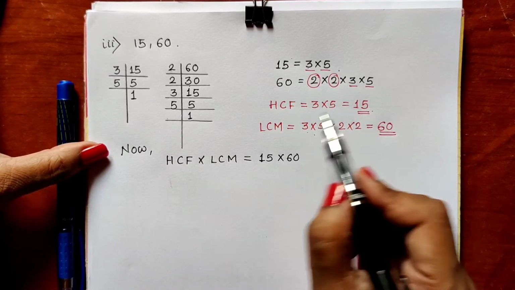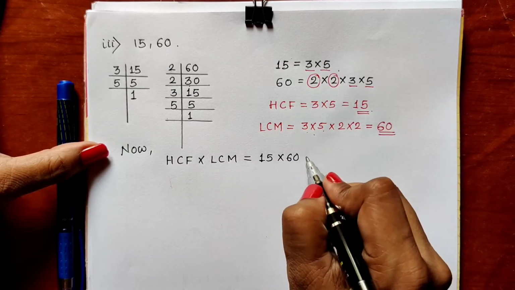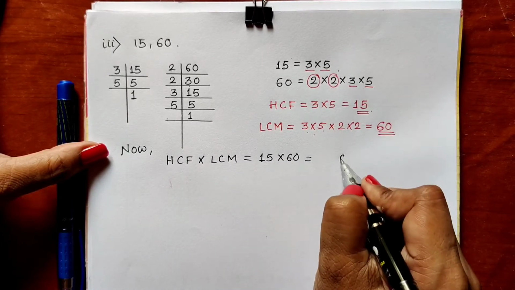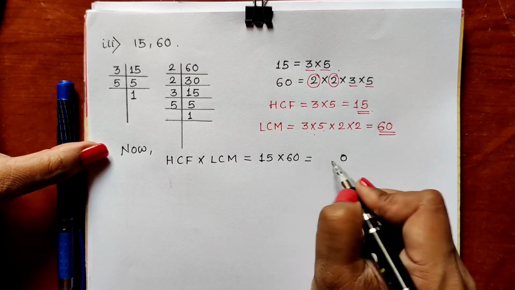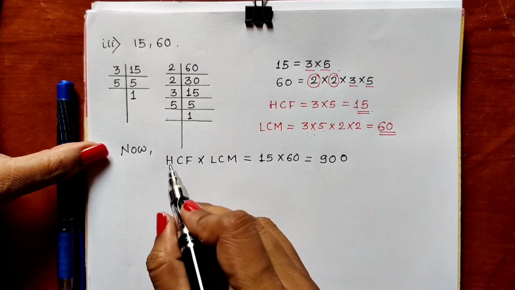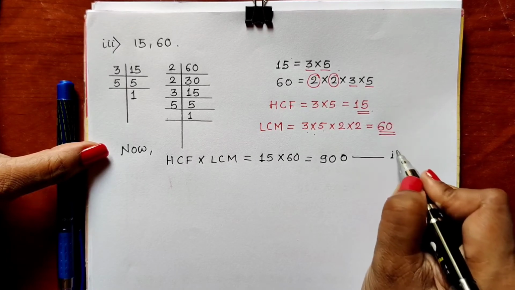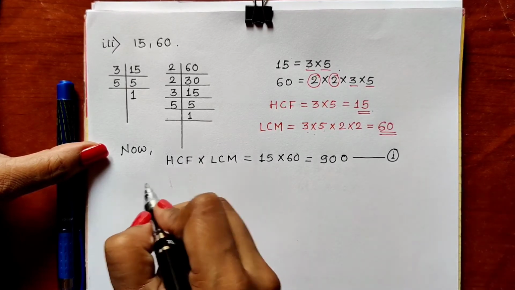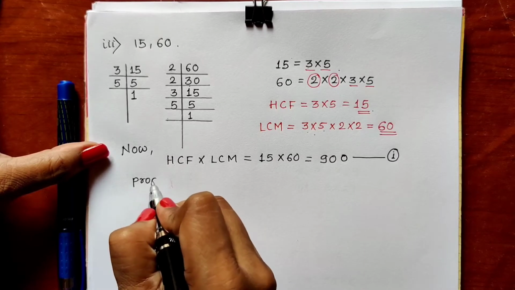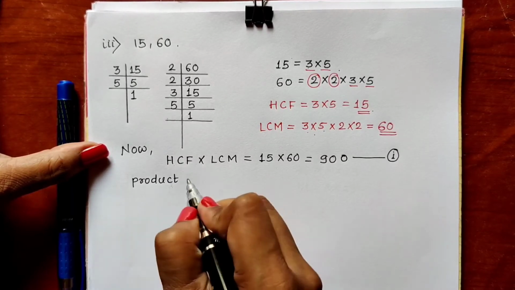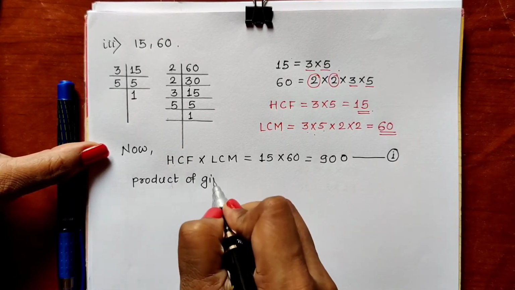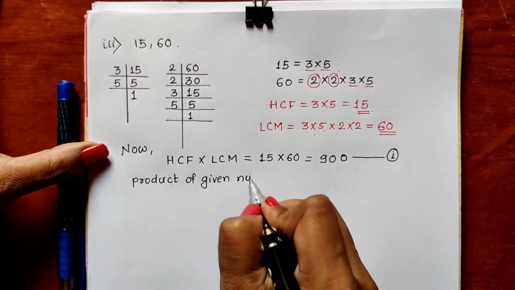Our SCF is 15, LCM is 60. Yes, 15 zeros are 0, 15 6s are 90. So SCF into LCM we have got 900. This is our first equation. Now let us find out second equation. What we have to do for second equation? We have to do product of given numbers.